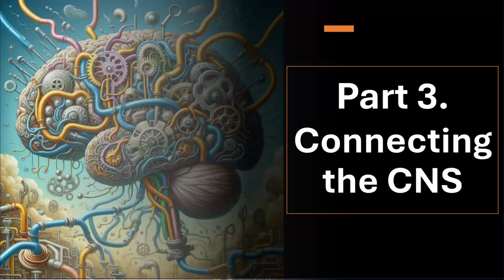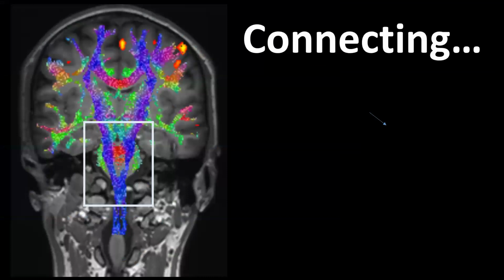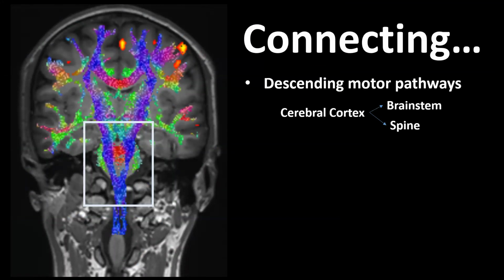Let's move on to the role of the brainstem as the big connector. The brainstem contains a lot of extremely important white matter tracts, and that also means that I will have to talk a little bit about those.